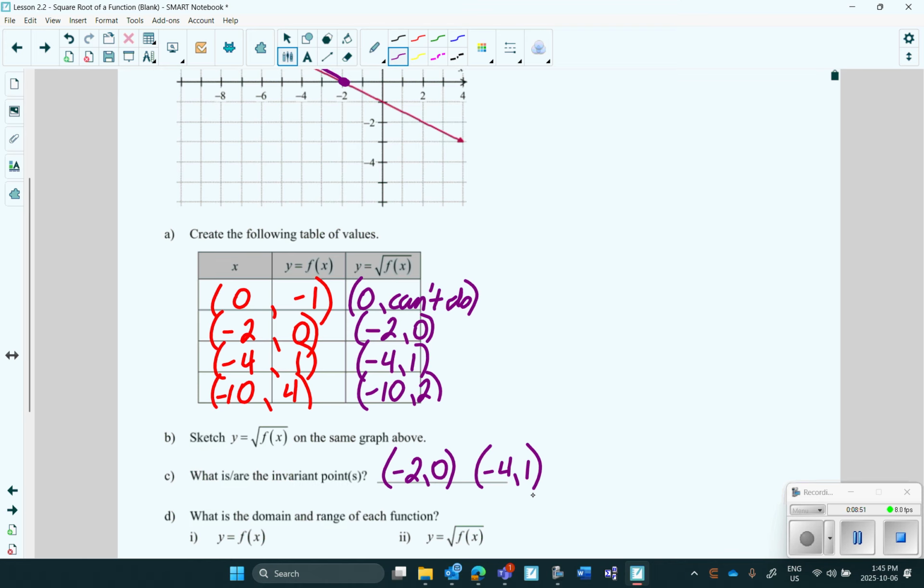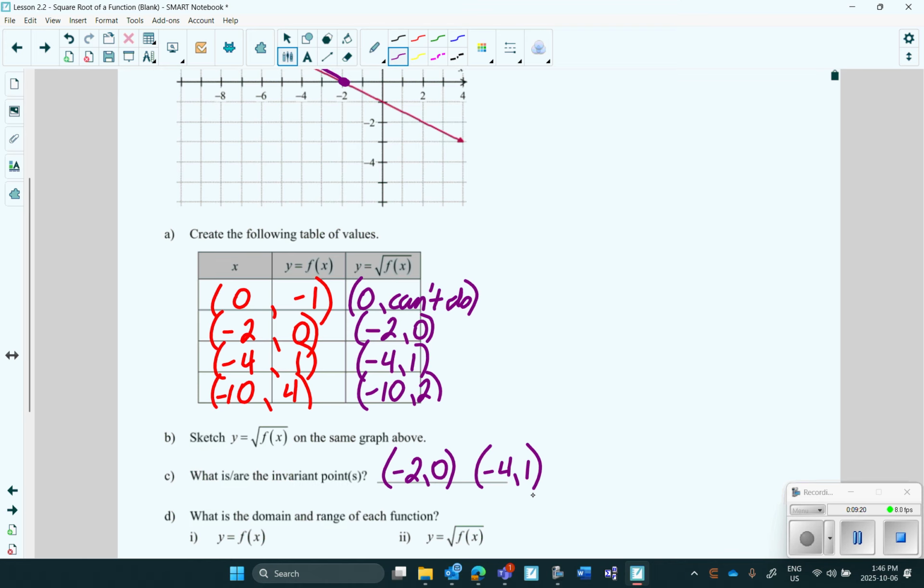Look at the invariant points on the previous page and this page. What's common? The first 2 points. I'm sort of asking you to look at these. Look at the actual numbers. Look at the numbers of the invariant points.